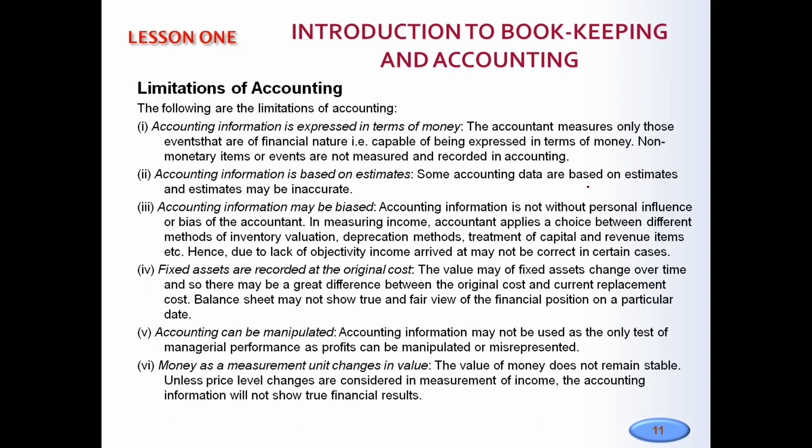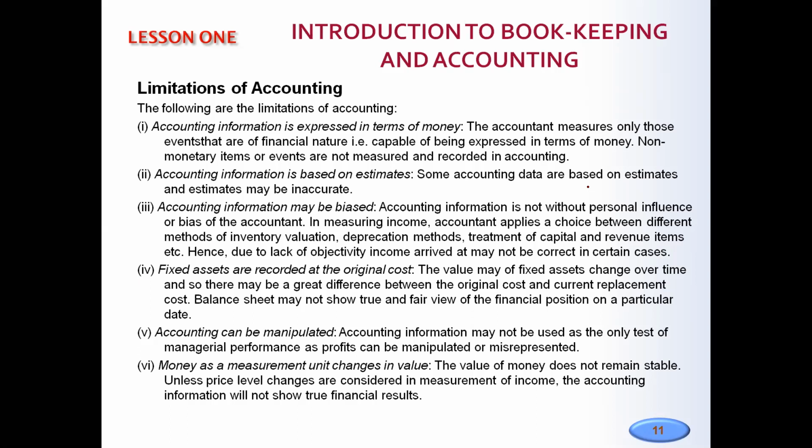We have LIFO and FIFO, though LIFO has been abolished by the introduction of IFRS. We have FIFO, we have weighted average. So these are subjective methods of arriving at some things. Then we have fixed assets, which are recorded at the original cost. The value of fixed assets changes over time, and so there may be a great difference between the original cost and current replacement cost. The balance sheet may not show a true and fair view of financial position on particular dates.